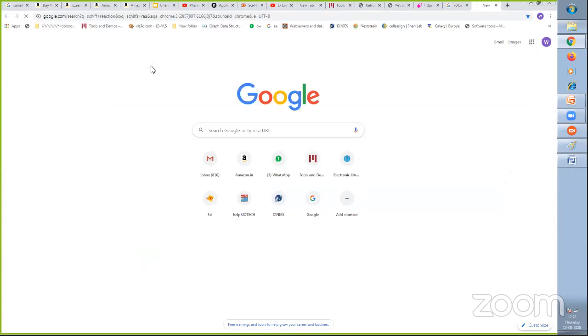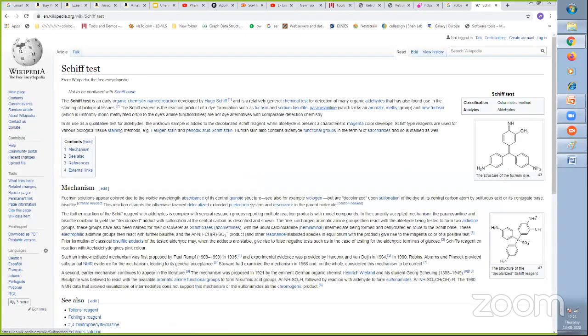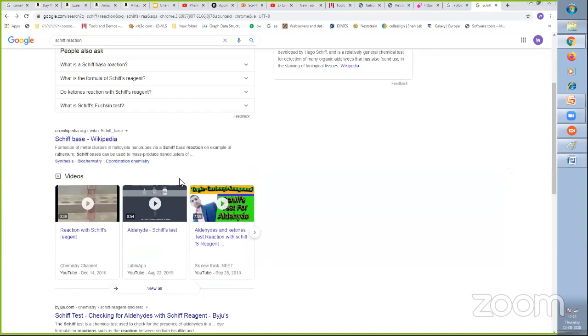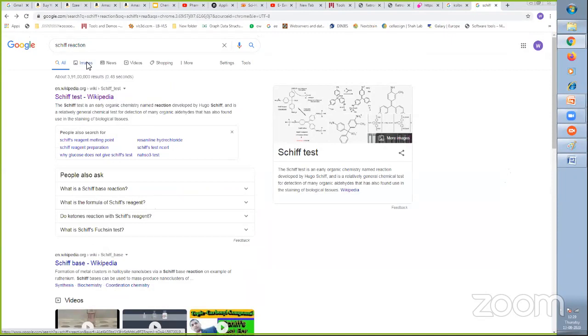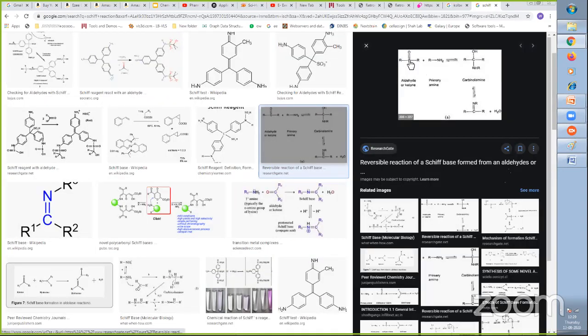Schiff base reaction generally involves a carbonyl compound like an aldehyde, and then it will involve an amine. So here you will have an aldehyde. Can you see an aldehyde reacting with the primary amine? Then what you'll get is a carbinolamine, which can break down to this double bond. So basically this is a Schiff base reaction, Schiff base formation.